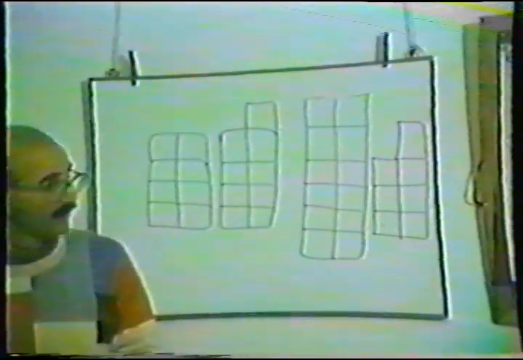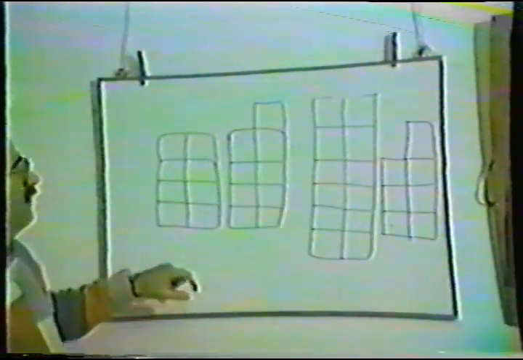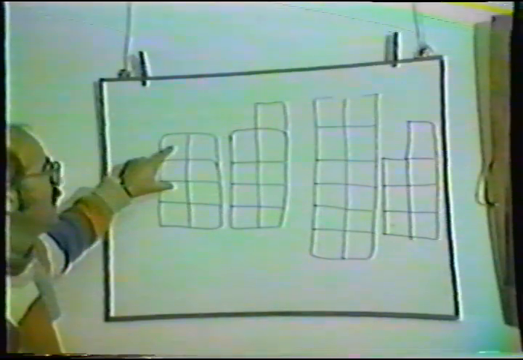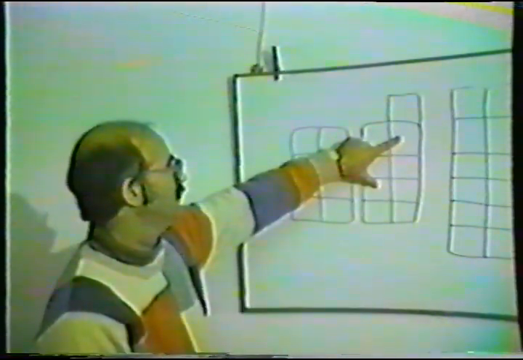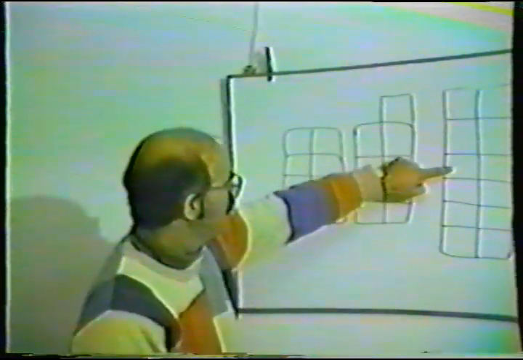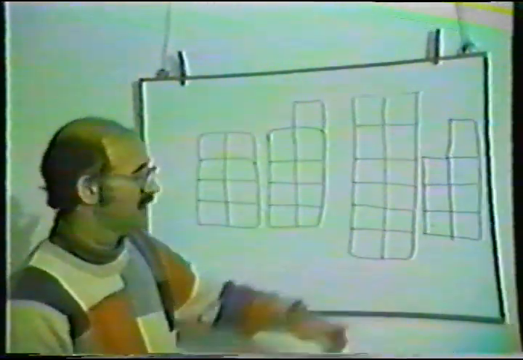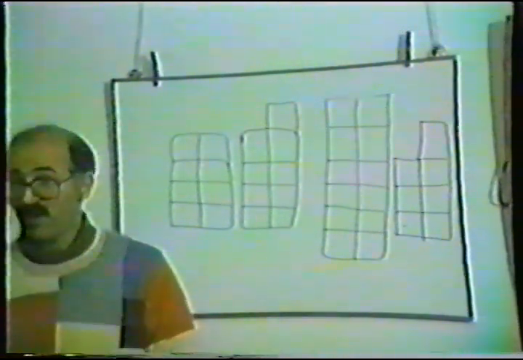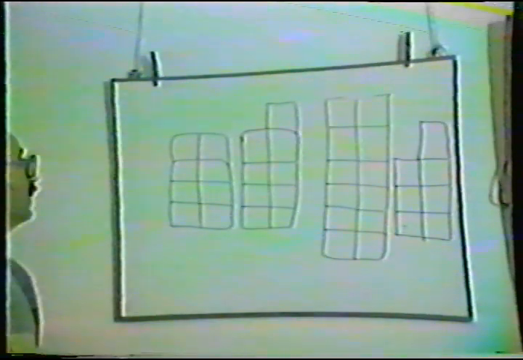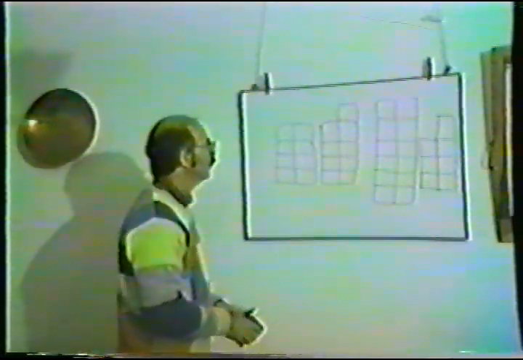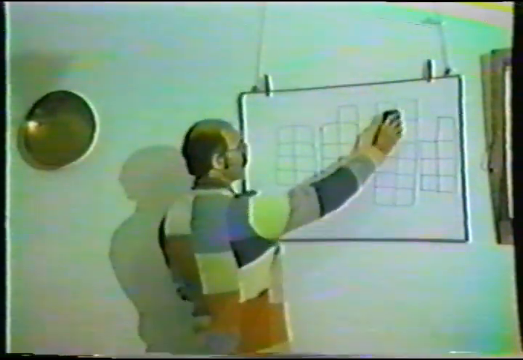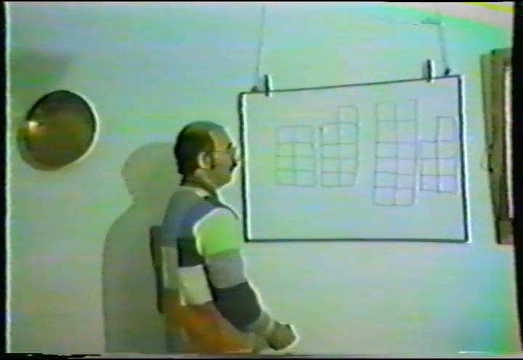Okay, let's check them all. We have 8 on Monday, 9 on Tuesday, 12 on Wednesday, and 7 on Thursday. Now, we would like to get them all to even out. We want to take some away from the ones that have the most and give them to the ones that have the least. Well, the ones that have the most are the ones that have 12.